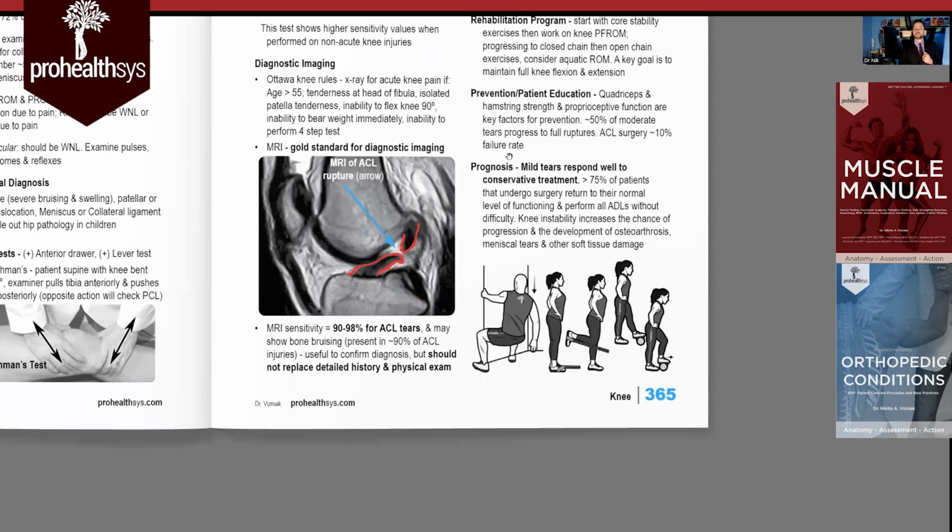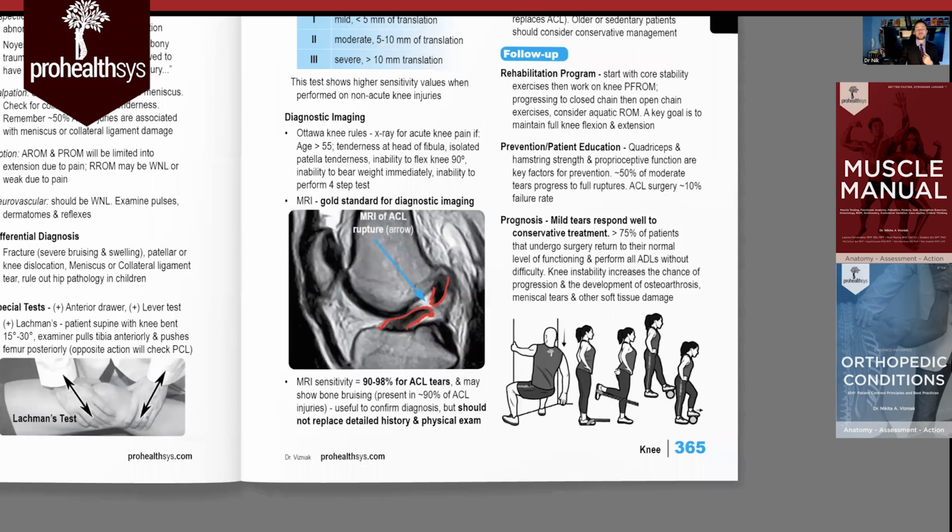Mild tears respond extremely well to conservative care. 75% of patients who undergo surgery return to their normal activity, functioning, all ADLs without difficulty. So you see good outcomes there. Knee instability increases the chance of progression, development of osteoarthrosis. Yes, absolutely. If the person doesn't get this looked at or taken care of correctly, and they still have a relatively high level of function, that knee is going to be hammering around back and forth, chunk, chunk, chunk, and that can increase your risk of osteoarthritis, meniscus tears, other soft tissue injuries, and other ligamentous injuries in the area as well. So we want to make sure to rehab this correctly.